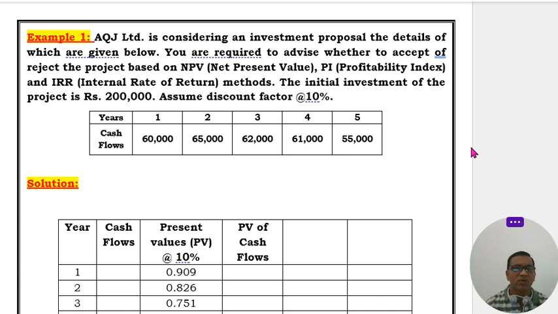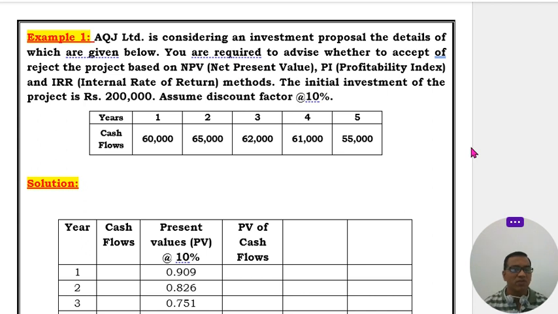So cash outflow is given, cash flows are given, the 5 years are given, and the rate of return is also available, and you have to calculate NPV. How will you calculate NPV? The formula for NPV is total present value of cash flow minus total present value of cash outflow. So how will you get the present value of cash flow?